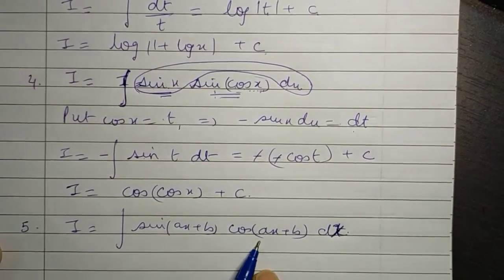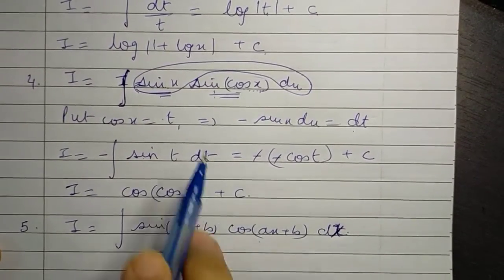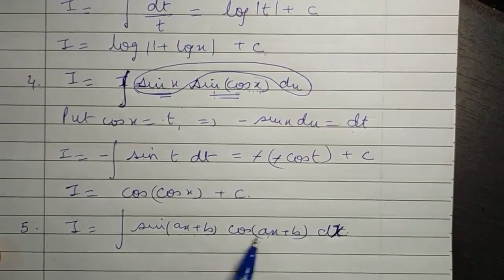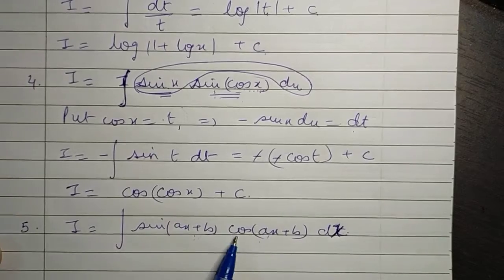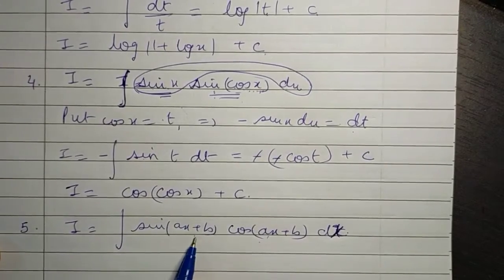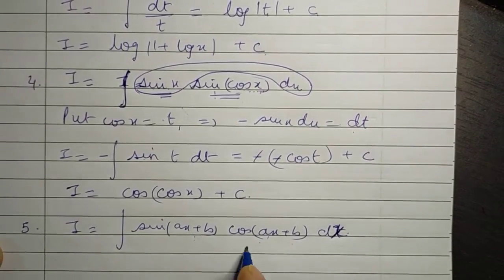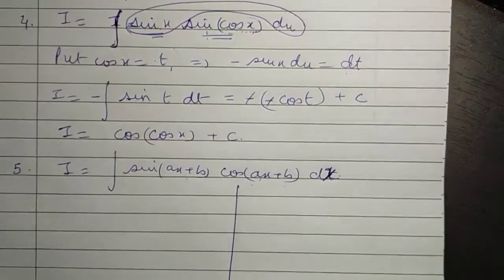This has to be evaluated. Though this question is similar to this one, here both are functions of a function. Like here also you have sine of ax plus b, and here also we have cos of ax plus b. Now you could do it in two different ways.